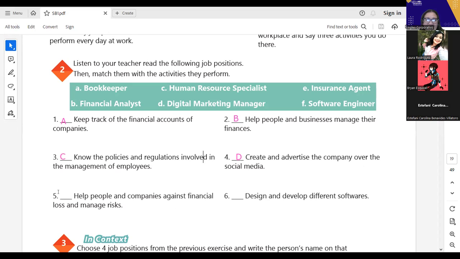So I think there is a letter E because insurance. Okay. Against financial loss and manage risk. Design and develop different software. Final. That was easy. No, but number three and number five are so difficult. The policies and regulations involved in management. That word and those policies and regulations, that intersection, was a bit confusing. All right. But that was the right order, actually.